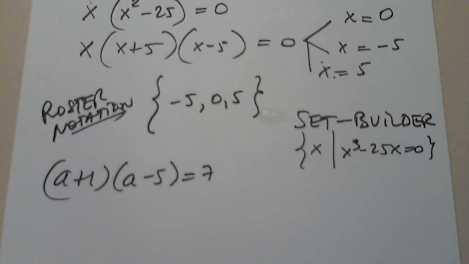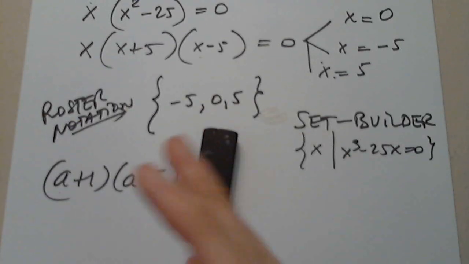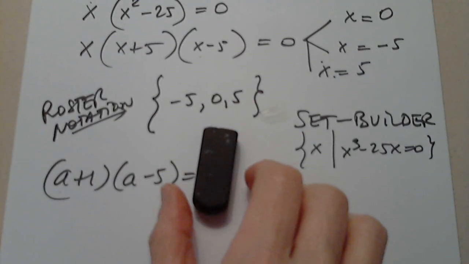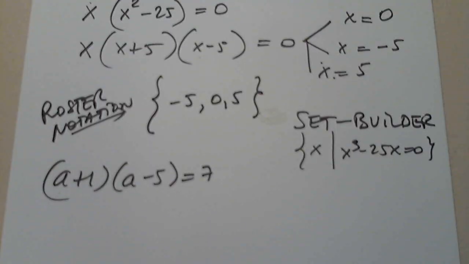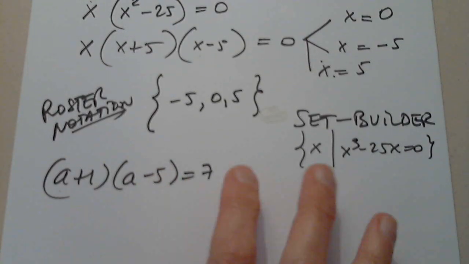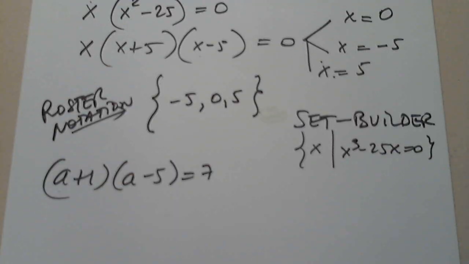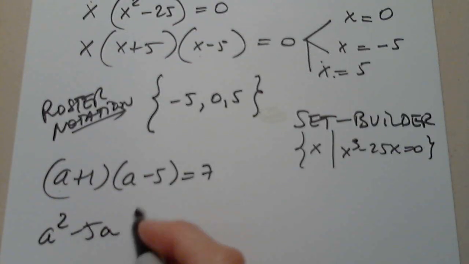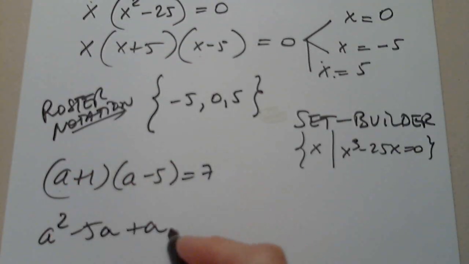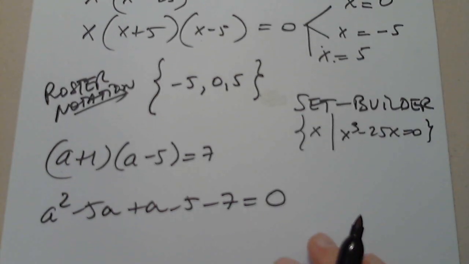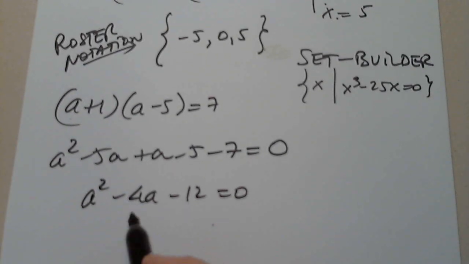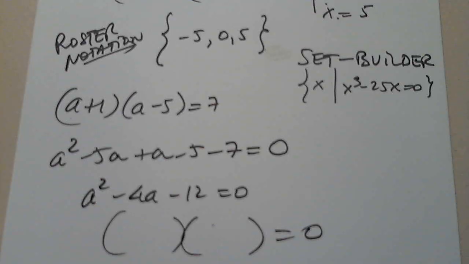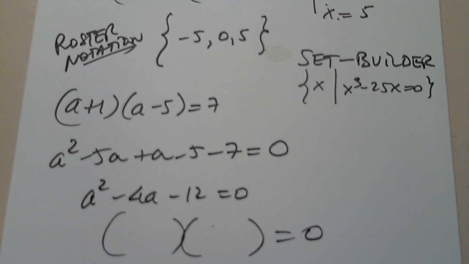Now you may fall into the trap and say, oh, I have a product. That's nice, but you don't have 0 on the other side. So this doesn't mean anything. I have to distribute first, subtract 7, and then refactor the whole thing. So a squared minus 5a plus a minus 5 minus 7 equals 0. And this is a squared minus 4a minus 12 equals 0. Now I have to factor this in order to use the zero product principle.